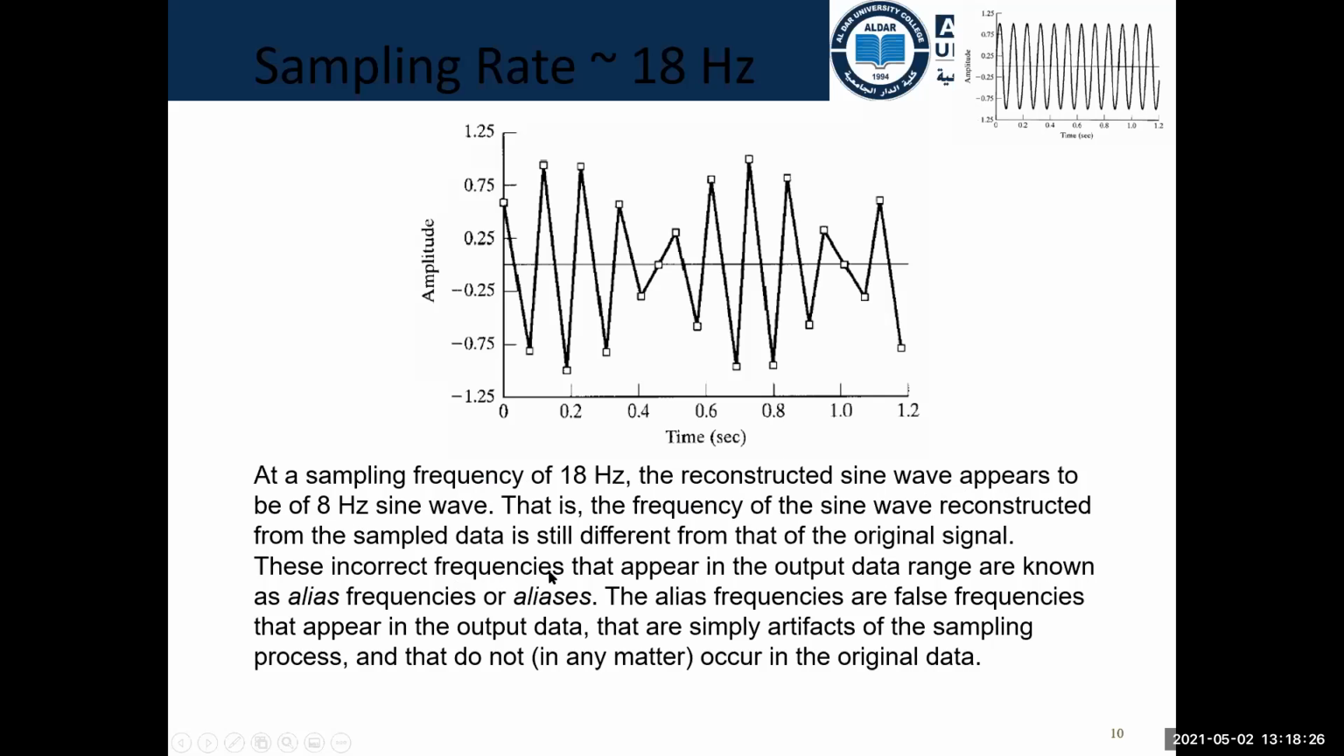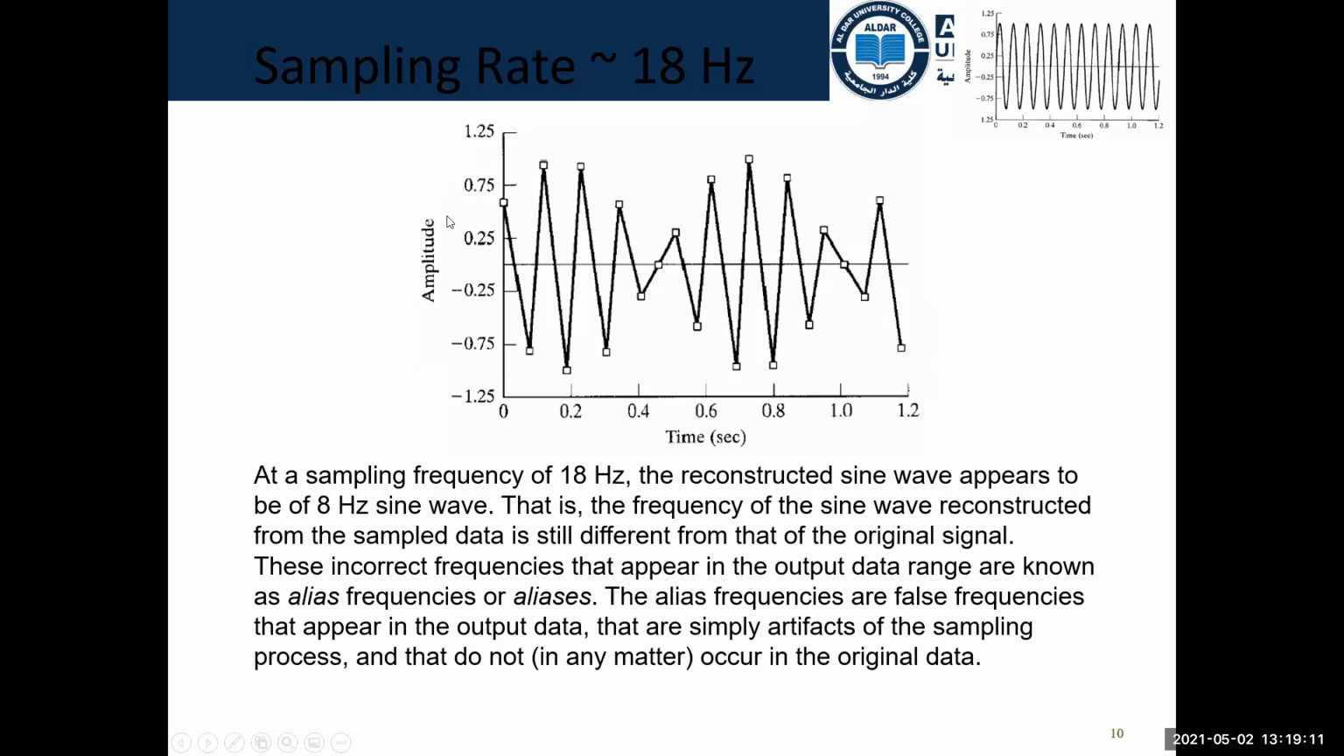These incorrect frequencies that appear in the output data are known as alias frequencies or aliases. We should remember this name because we will need it in the coming slides. The alias frequency is like somebody coming from space. We don't expect to have this frequency. That's why we call it an alias frequency. Alias frequencies are false frequencies that appear in the output data, simply artifacts of the sampling process that don't in any manner occur in the original data.